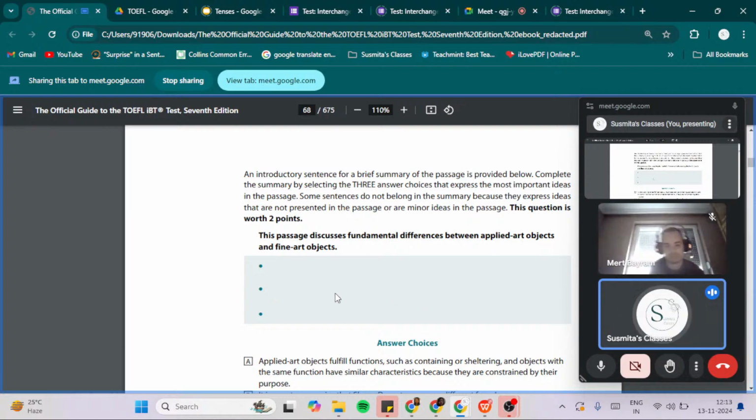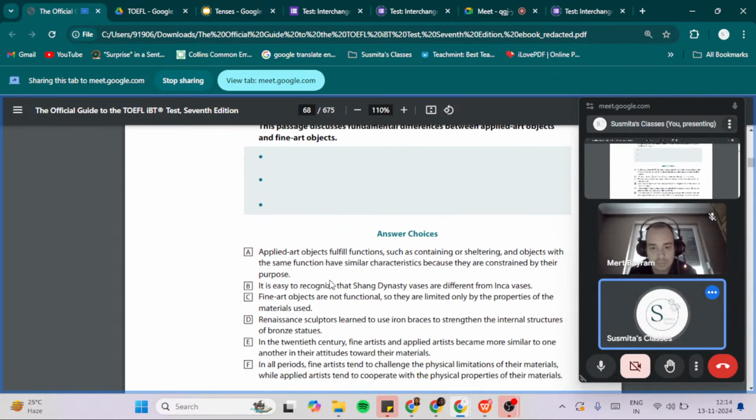So we have to only select which are relevant and which will help us to summarize the whole passage, with the important elements of it. Now, I already told you there will be six options like this, and you have to select three correct options.